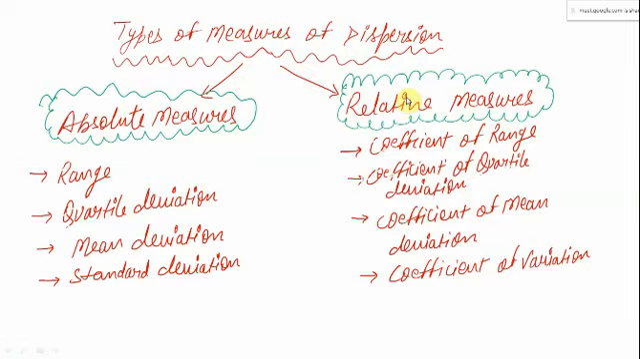We'll be doing range, and along with range we'll be doing the coefficient of range. So we'll practice both absolute measures and relative measures. First we will understand the concept of range as an absolute measure, and then move on to the coefficient of range as a relative measure. This is how we'll be moving today and in the coming classes until we complete measures of dispersion. So today we are starting with the range.